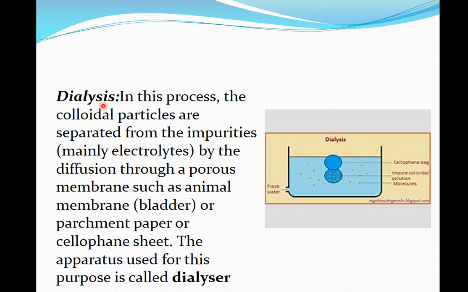One is dialysis. In this process, colloidal particles are separated from the electrolytes by diffusion through a porous membrane such as animal membrane, parchment paper or cellophane sheet. So, this is a bag, say a cellophane bag, containing the prepared colloidal solution. It is suspended in fresh water. All the electrolytes pass through the cellophane paper and come into the solution, whereas the pure colloidal solution is left behind. The apparatus thus used is called a dialyzer.